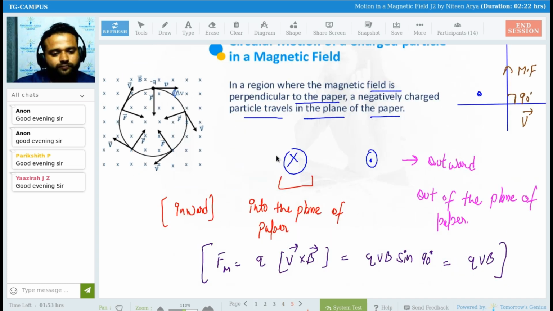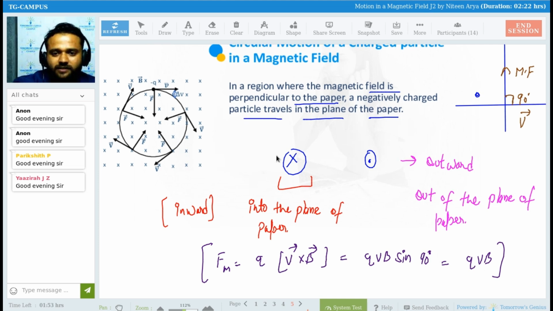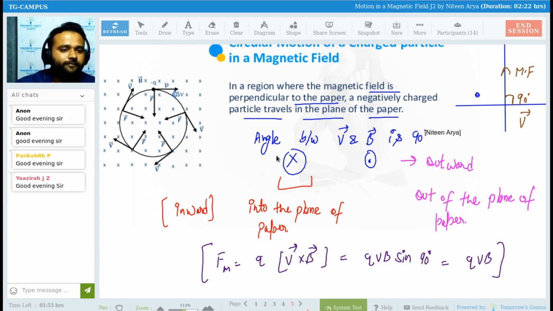Okay, let's understand the helical path first, and then we're going to find the relation. So this is the case when the angle between V and B is 90 degrees. Clear? This is the case for that scenario.